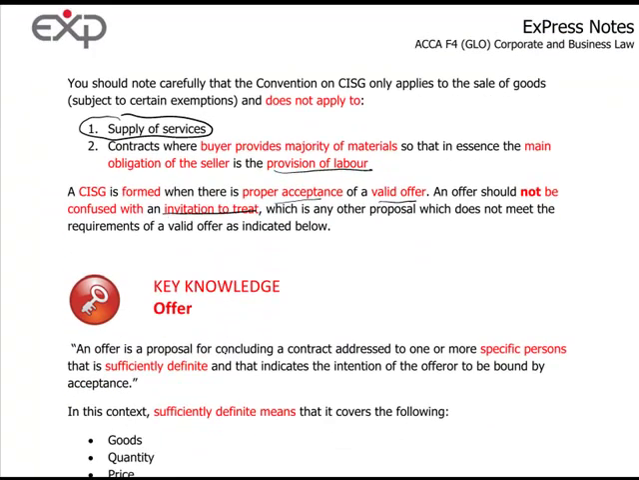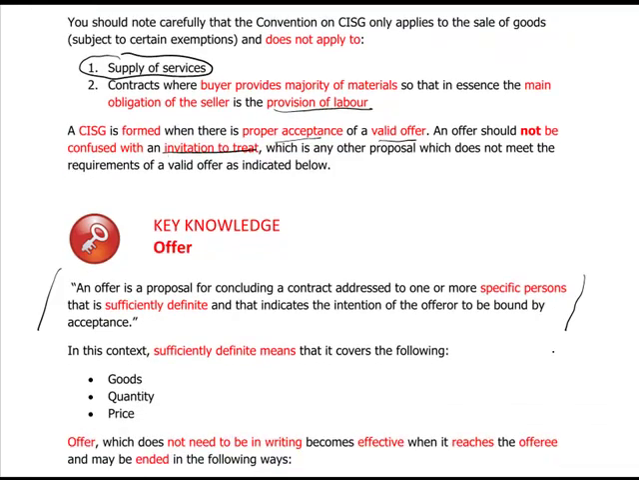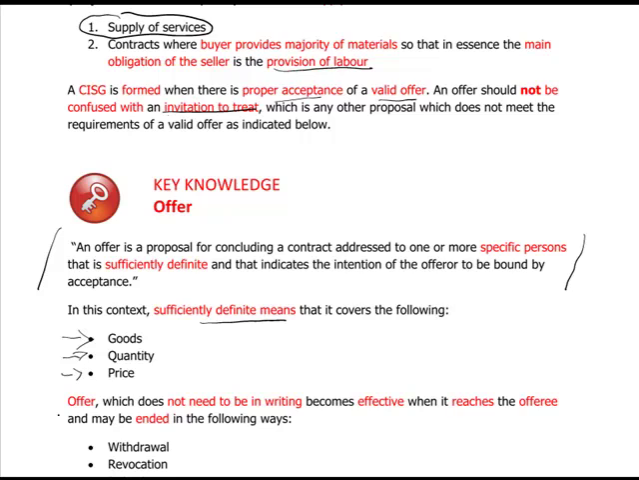Okay, so what is an offer? It's a term you must learn, but basically an offer is a proposal for concluding a contract addressed to one or more specific persons that is sufficiently definite and indicates the intention of the offeror to be bound by the acceptance. Okay, so that's what an offer is. In this context, sufficiently definite means the goods are identified, the quantity of goods is identified, and the price you're going to sell them at is clearly identified. There must be no ambiguity, otherwise it will not be a valid offer.